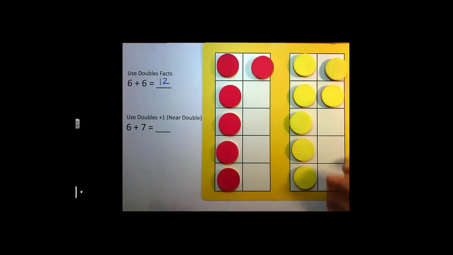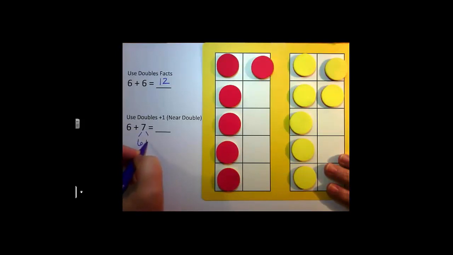Numerically, it looks like this. I have 6 and 7. I know that 7 is 6 plus 1. So my double fact is 6 plus 6, which is 12, plus 1 more, which is equal to 13. 6 plus 7 is equal to 13.